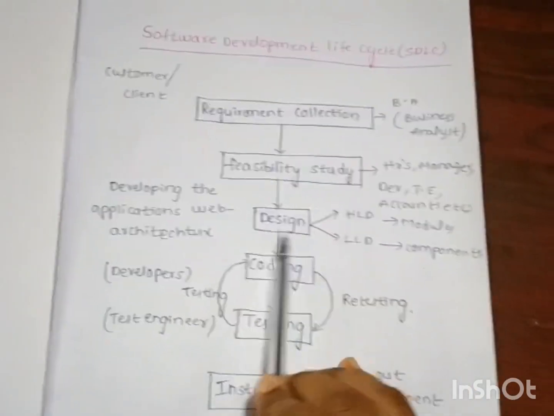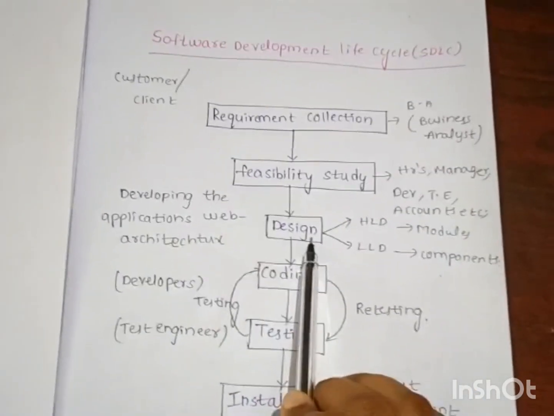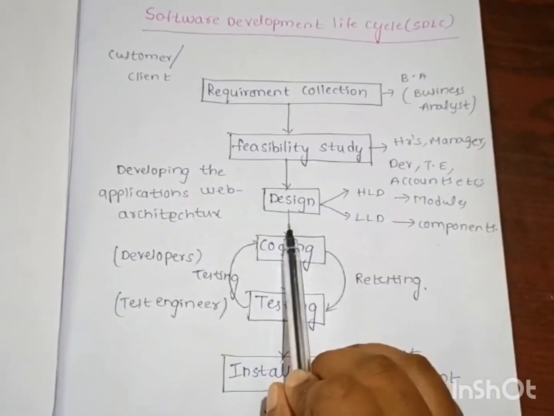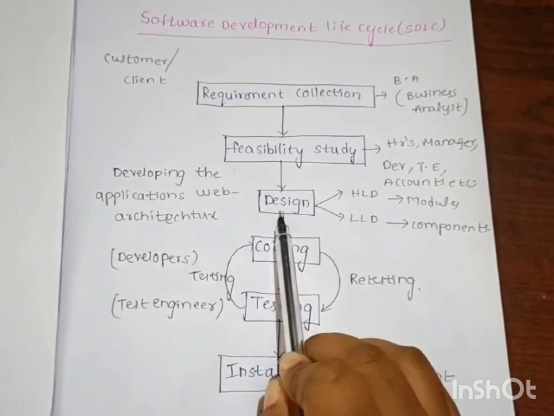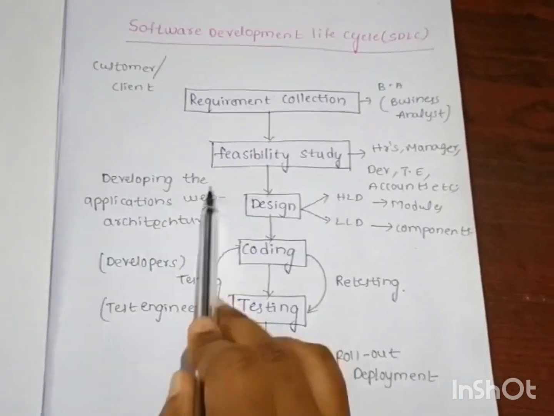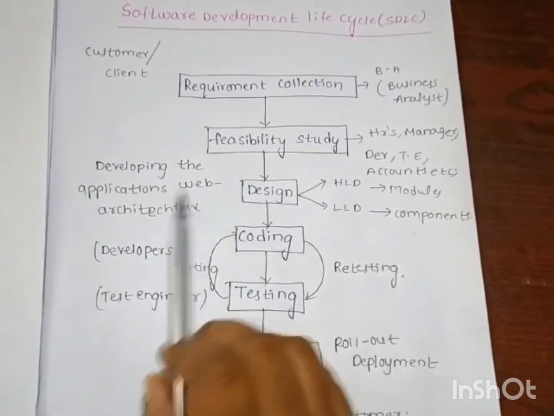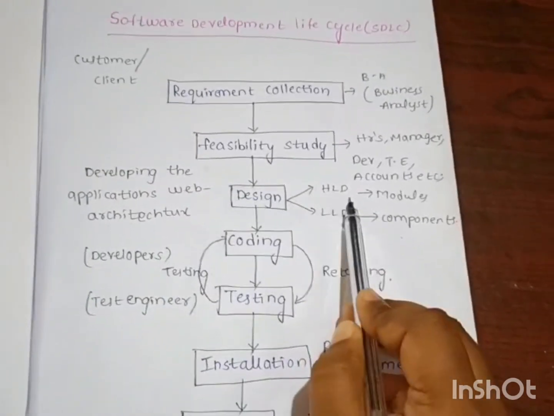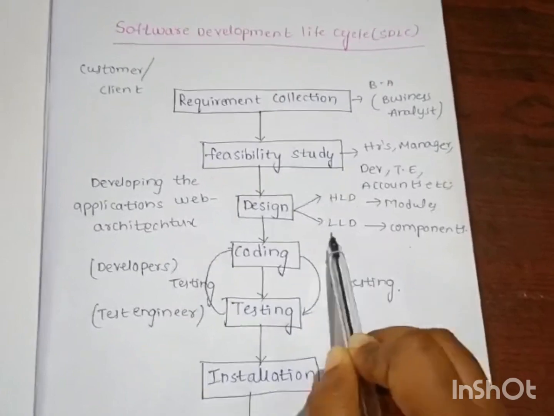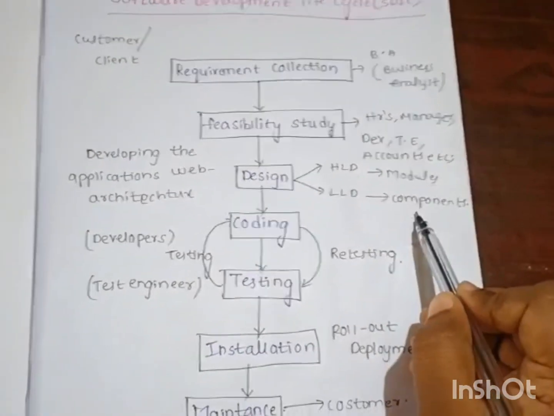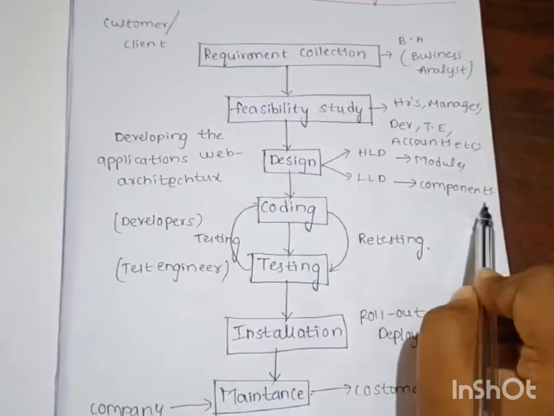Done with the second phase, and the third phase, design, is nothing but a blueprint of an application. Design means how the application should look. That whole process will be done here, meaning developing the application's web app architecture, a rough sketch, a blueprint we can say. In this we have high level designs and low level designs. In the high level designs we have modules, and in the low level designs we have components.